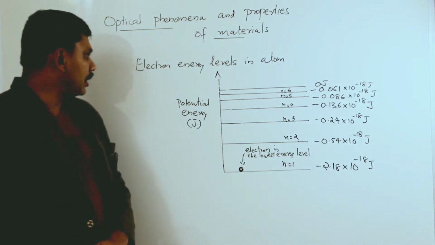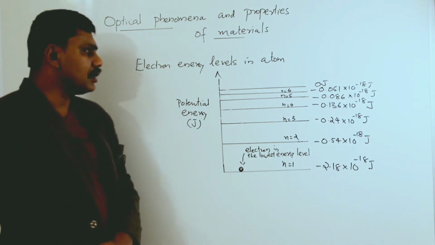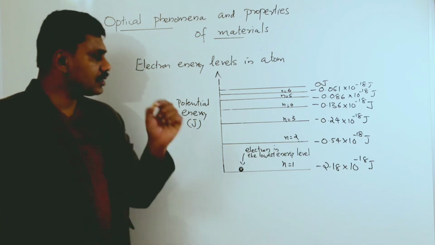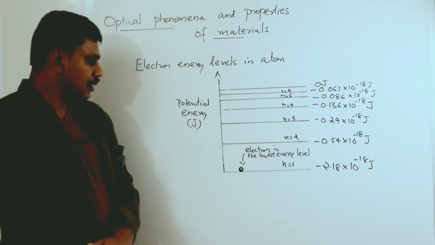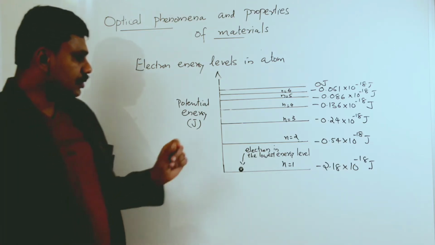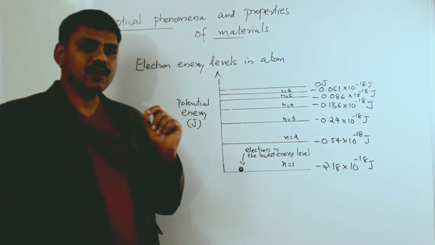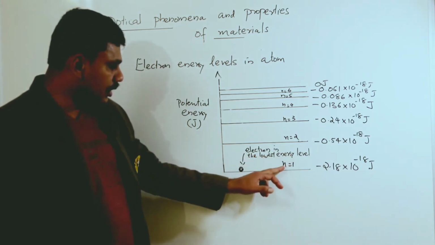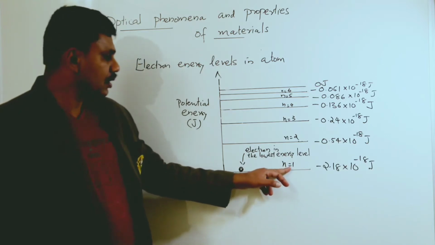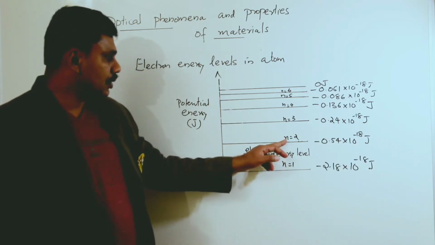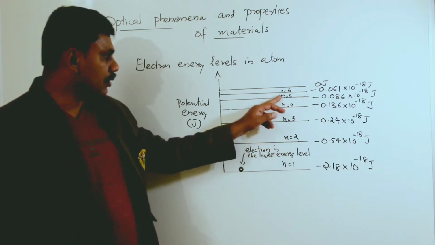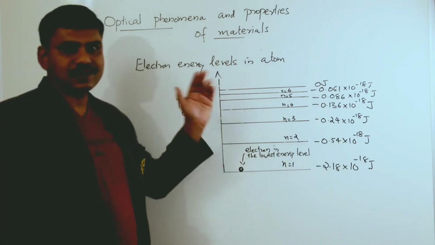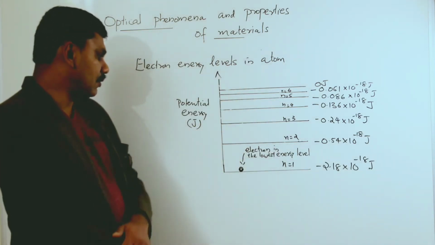Here I am explaining electron energy levels in an atom. For that, I am taking the smallest atom, the hydrogen atom. You know that the hydrogen atom has only one electron. The electron in the lowest energy level is n equal to 1, that is the first orbit, then n equal to 2, n equal to 3, n equal to 4, n equal to 5, n equal to 6. It goes like that. These are the different energy levels.